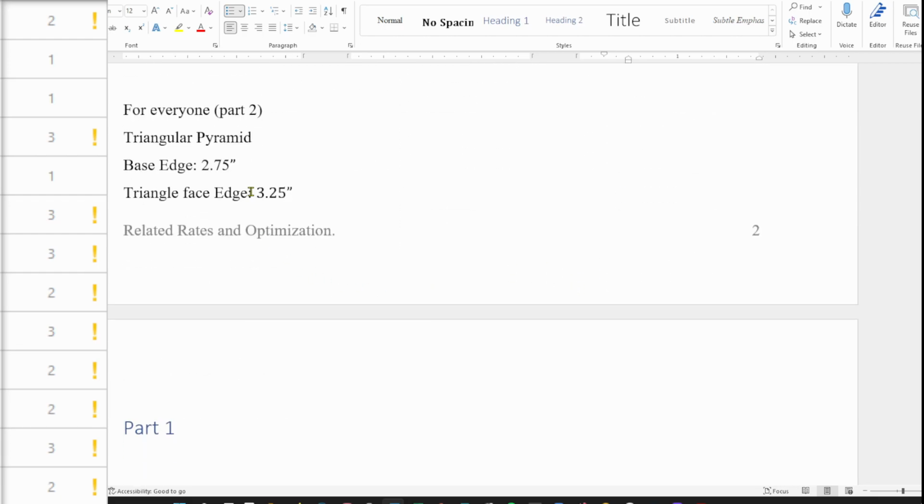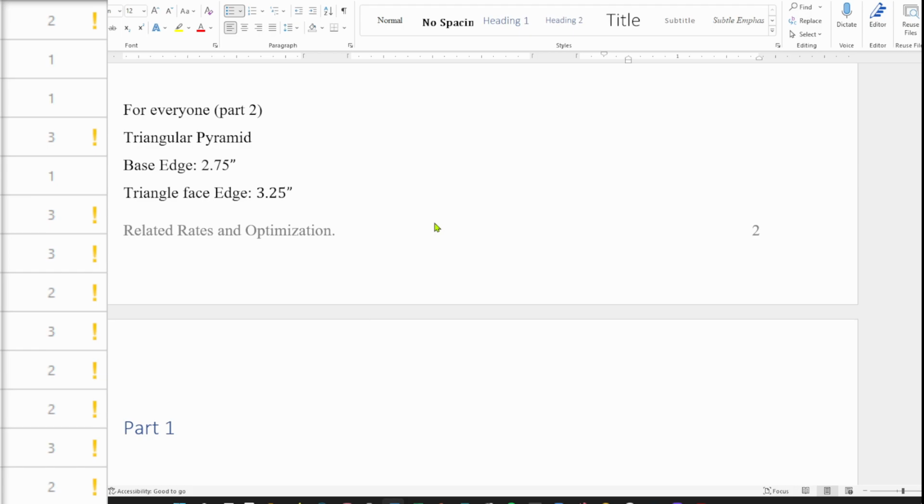And then everyone is going to use this triangular pyramid for part 2. I'm only giving you these 2 pieces of information. You need to be able to construct this. You need to find the height of the prism, as far as the altitude is concerned on the base face. And then I'll give you further directions later on, but everyone's using these numbers.